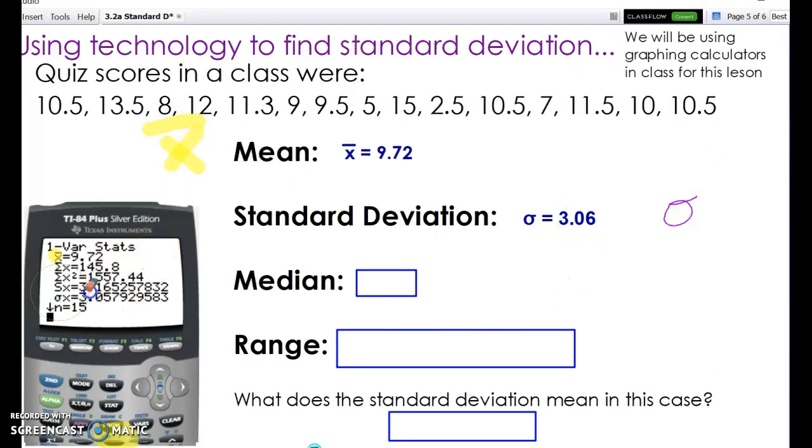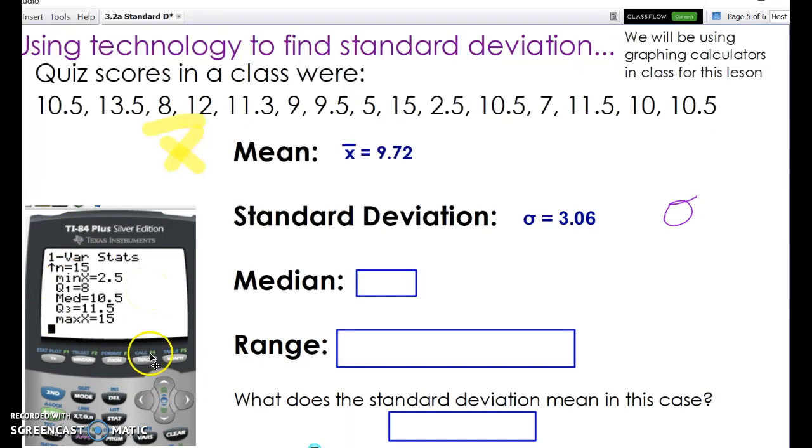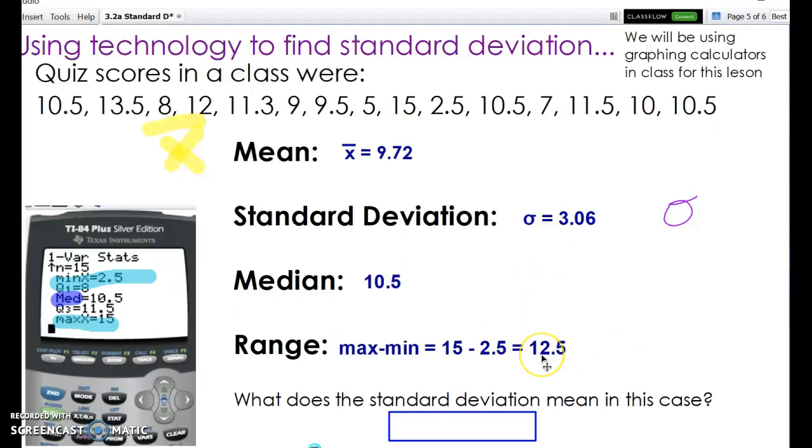For our median, if we scroll down on our calculator, you see those arrows on the side of your calculator right here, we can scroll down and our screen will tell us even more information. Right here we have MED, that's short for median. So our median is 10.5. Also in this list, notice that it tells us our maximum is 15 and our minimum is 2.5. So for our range, we're just going to subtract those to give us 12.5.